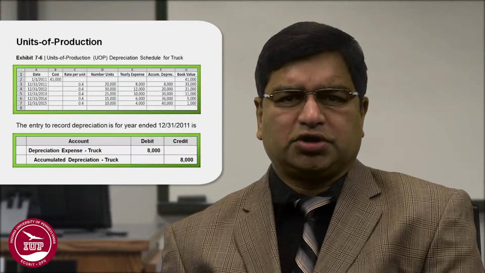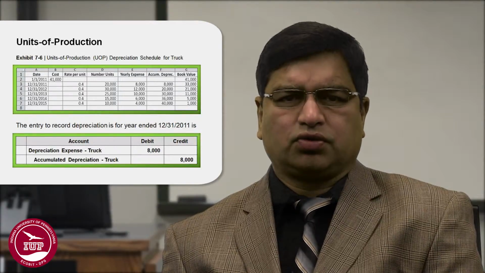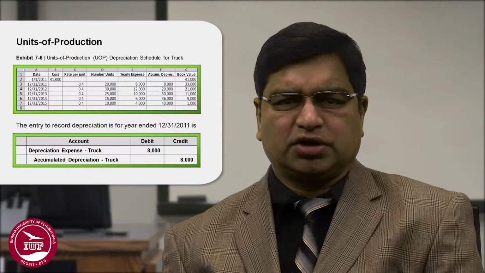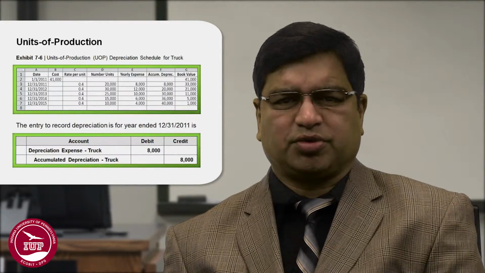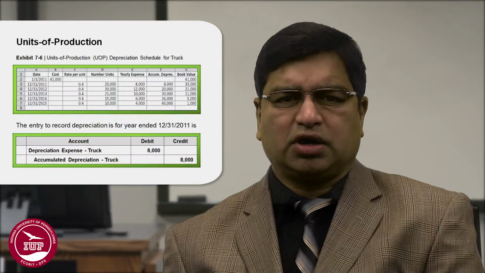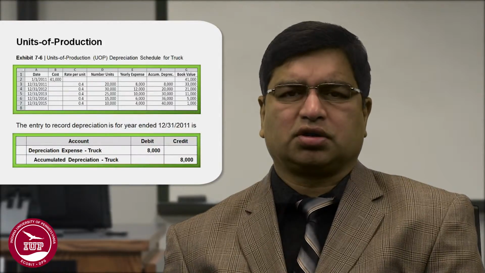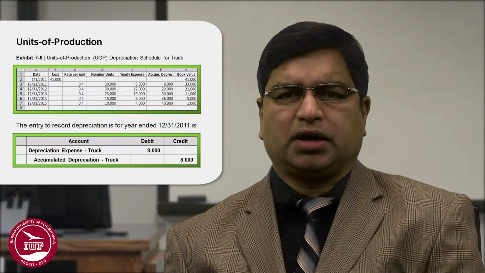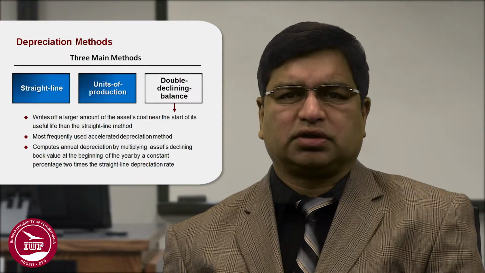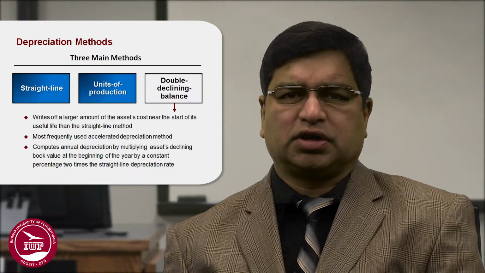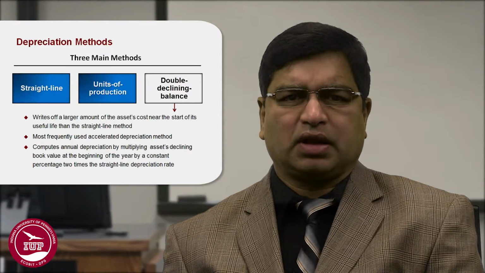To record the depreciation expense at the end of 2011, the entry remains similar to what we did earlier. Entry doesn't change. Your depreciation expense is debited by 8,000, and your accumulated depreciation for the truck is credited by $8,000. The last method which we are going to discuss is the double declining balance method.